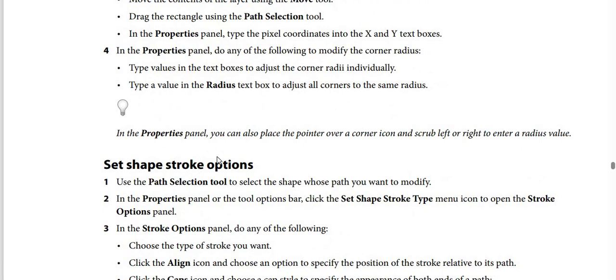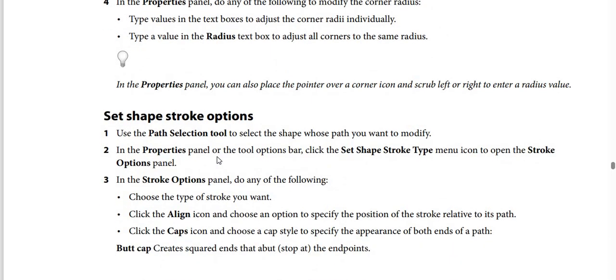Step number 4. In the properties panel, do any of the following to modify the corner radius. You should type values in the text boxes to adjust the corner radius individually, and then type a value in the radius text box to adjust all corners to the same radius. And in the properties panel, you can also place the pointer over a corner icon and scrub left or right to enter a radius value.